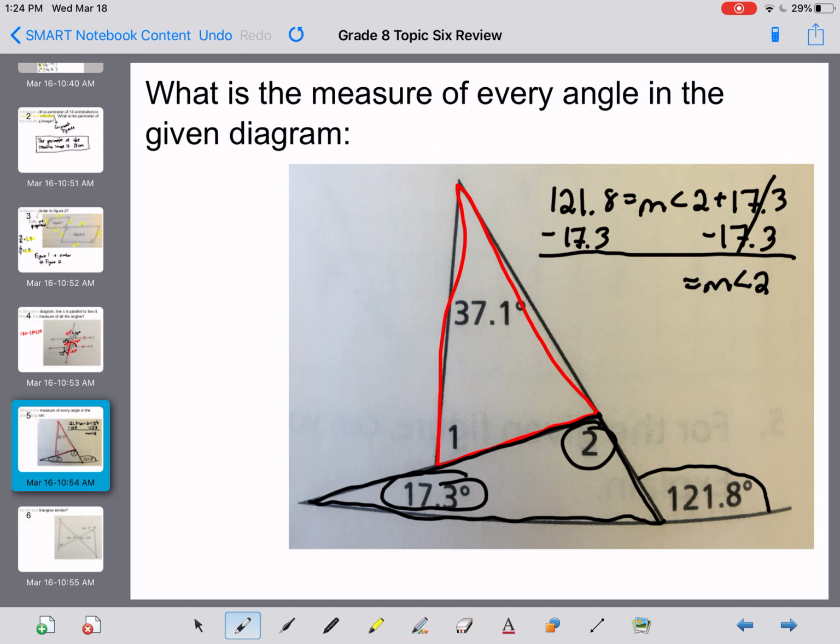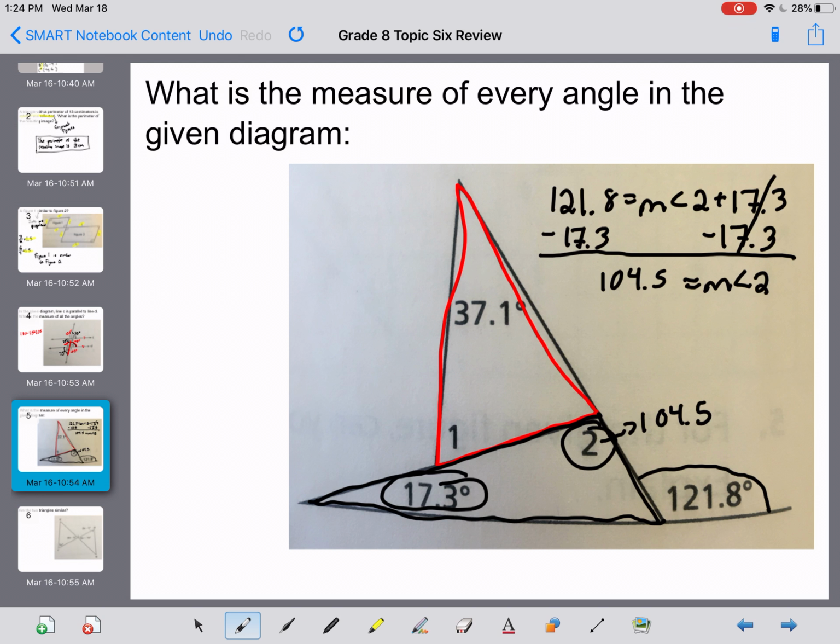121.8 minus 17.3 is equal to 104.5. So the measure of angle 2 is 104.5.